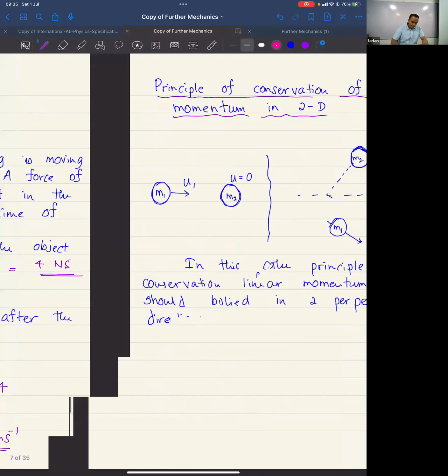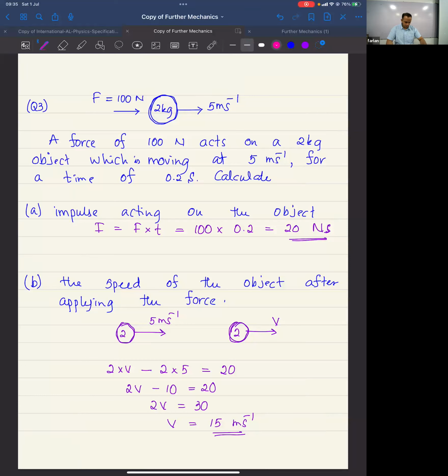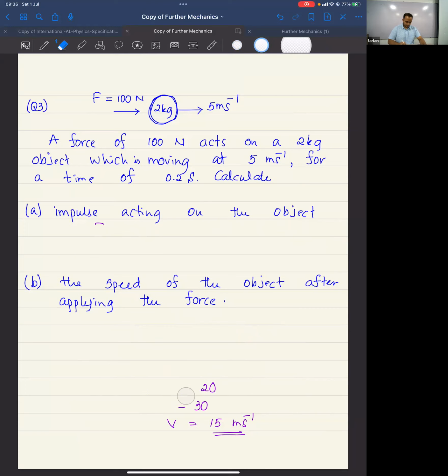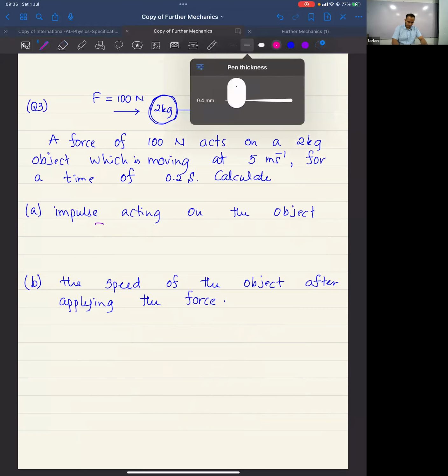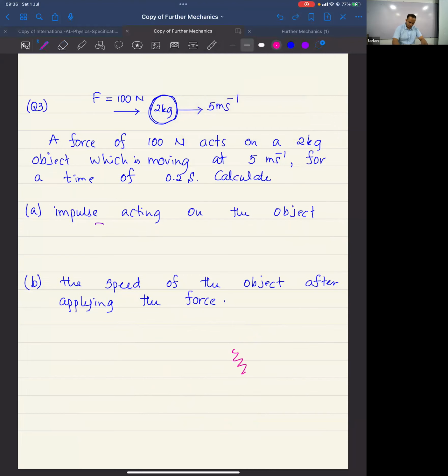Right, to the next one. Draw the diagram. Newton force acting on a 2 kilogram object, which is moving at a speed of 5 meters per second.